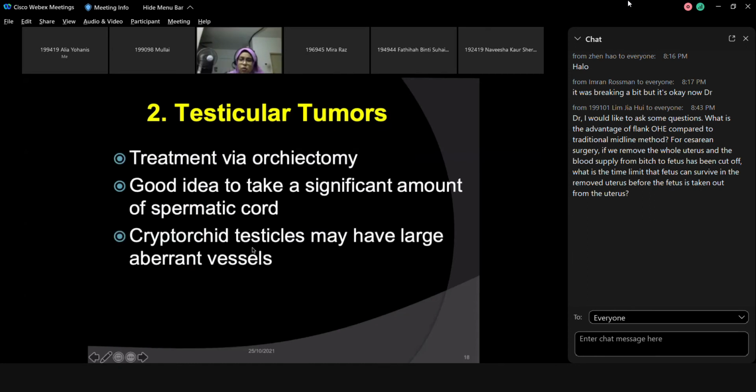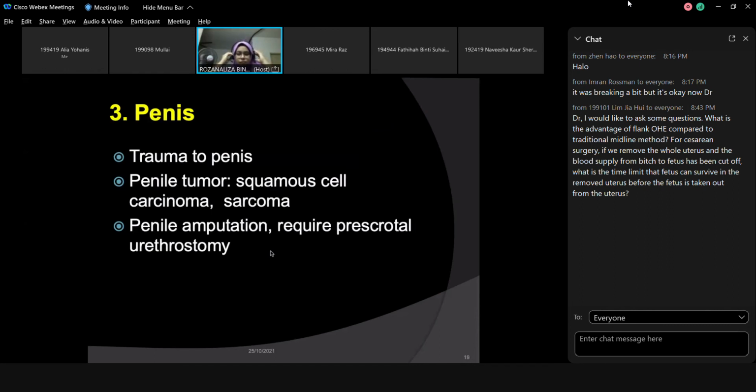And also when we perform a castration or orchiectomy on a testis with a tumor, you really want to remove as much as possible of the spermatic cord, including the vessels and the vas deferens, okay? The cryptorchid testis usually has very large aberrant vessels, so you need to be very careful with your ligation. You have to choose the correct size and correct type of suture material.